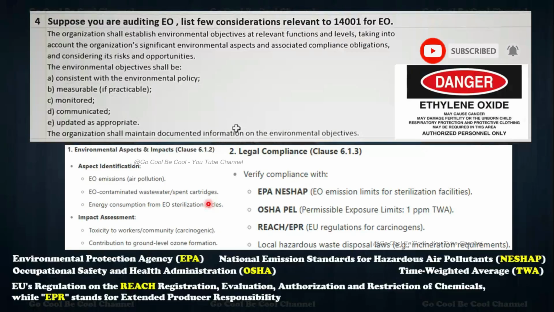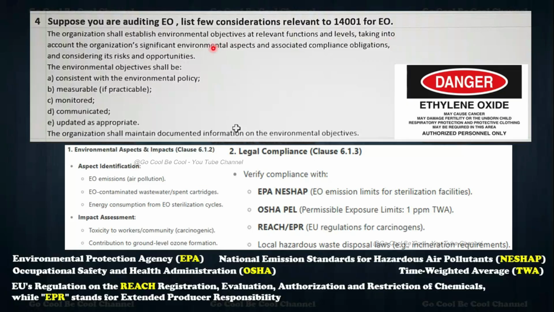Okay, now moving to the fourth one. From here onwards I have given a lot of options. Fourth question: suppose you are auditing EO, list a few considerations relevant to 14K for EO. 14K means 14001. For EO, EO means ethylene oxide. Okay, that is a dangerous chemical. It may cause cancer, may damage fertility or the unborn child. Respiratory protection and protective clothing may be required. In this area especially authorized persons only. Okay, ethylene oxide. Generally EO will be asked.